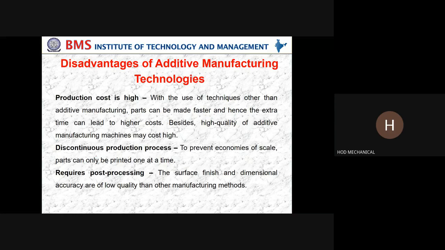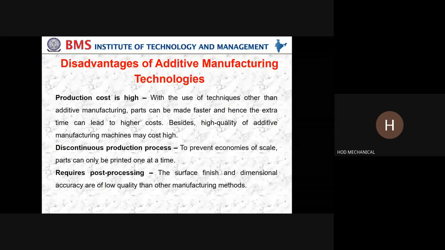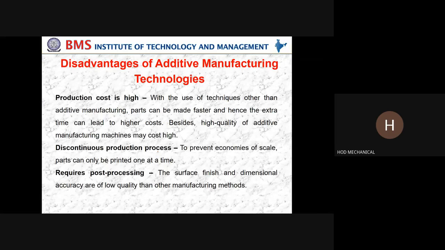Then discontinuous production process. Here the problem is the build size. You can't build a very large component. Even though there are additive manufacturing methods which make it possible to build a very large height, generally the height that you build is lesser. That is the major disadvantage of additive manufacturing.